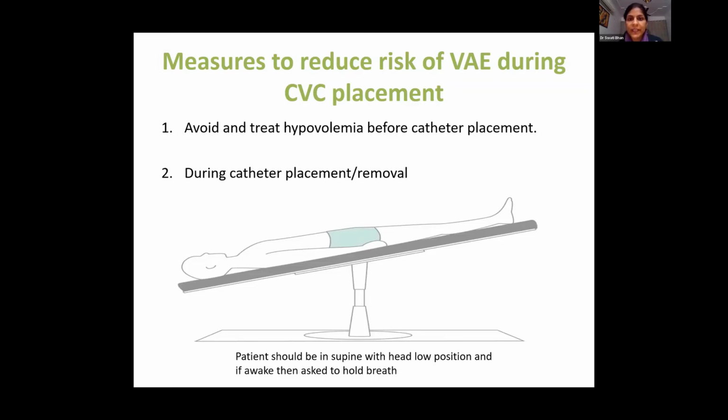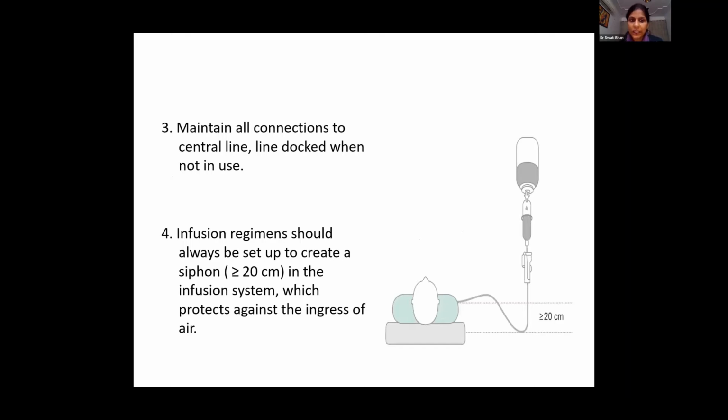We should be very careful while putting a CVC. We should first avoid and treat hypovolemia before the catheter placement. During catheter placement or removal, the patient should be supine in a head low position, and if awake, asked to hold the breath. Keep all the connections to the central line docked when not in use. An infusion regime should always be set up to create a siphon of more than 20 centimeters in the infusion systems.